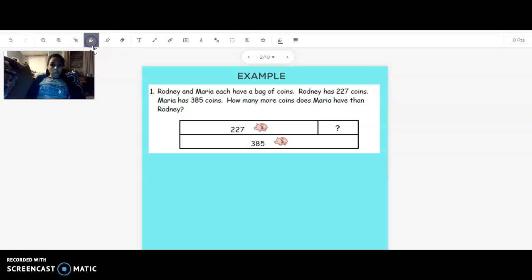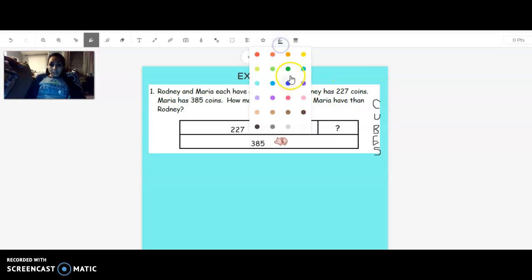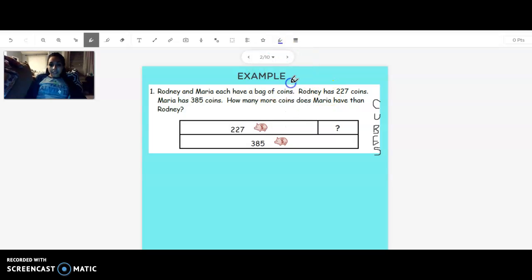So I'm going to use my cube strategies first. And if you want to write CUBES on the side over here, you can. Also, if you want to do this on a scratch sheet of paper and then take a picture of it, you can do that as well. Okay, so I know that my first step is that I need to circle my numbers.